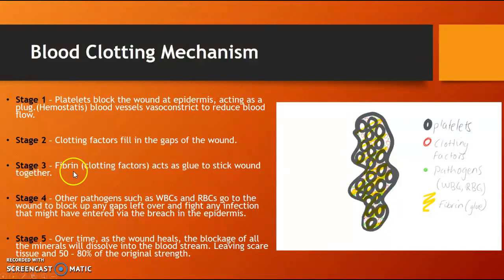Then the third stage, fibrin, which is one of the clotting factors, acts as glue to stick the wound together. As you can see here, fibrin is the yellow web going across the top like that. And then stage 4, other pathogens such as white blood cells and red blood cells go to the wound to block up any gaps left over and fight any infections that might have entered via the breach in the epidermis. I know it's not very clear here, but the little green dots are the other pathogens that work to heal this opening in the epidermis.